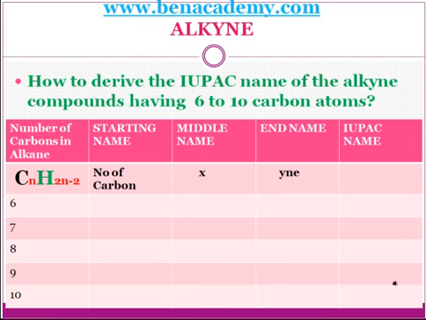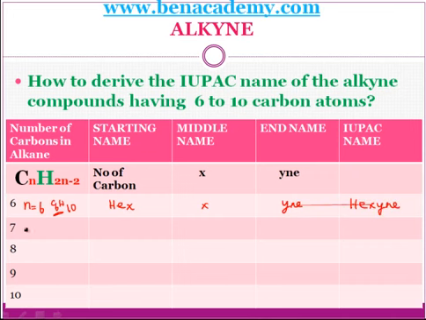Same thing here. When the number of carbons is 6, what will be the formula? C6, 6 into 2 is 12, 12 minus 2 is 10. Therefore C6H10. What will be the starting name of the compound? The number of carbons is 6. Therefore it is hex. For 6, hex, you can remember hexagonal, 6 angles. Therefore hex. There is no middle name and the end name is -yne. Therefore the name of the compound will be hexyne.